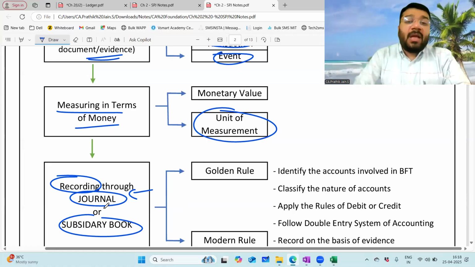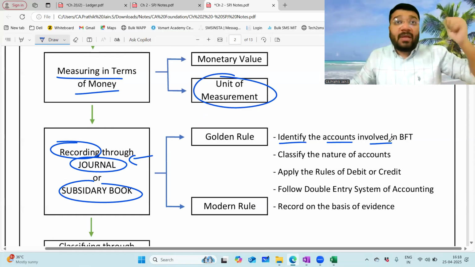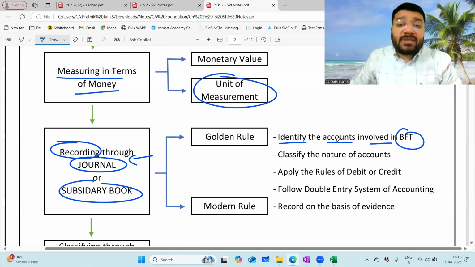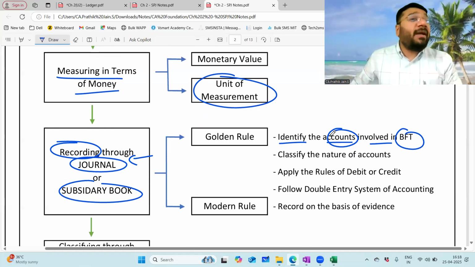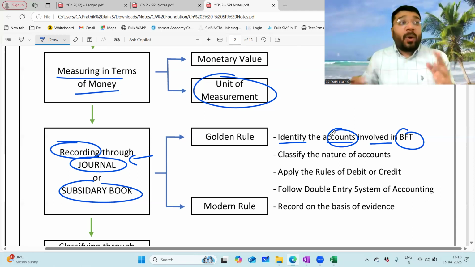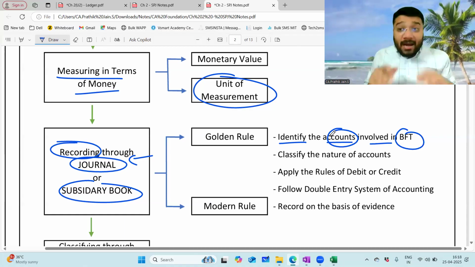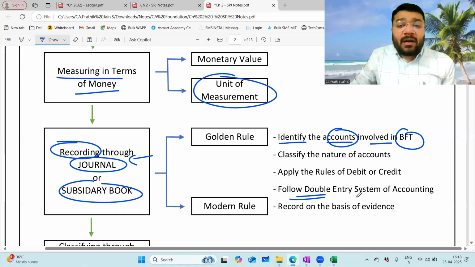Now, the steps involved in recording: first, you identify the BFT. Once you identify the BFT, you have to identify which accounts are getting affected. How many accounts are possible? Minimum 2, or it could be more, 2, 3, 5, 10, 20, I'm not bothered. All the accounts put together will give rise to 2 aspects: one is the debit aspect, the second is the credit aspect. At the end of the day, both aspects' totals should be the same. That is called recording or maintaining the accounts under the double entry system of accounting.